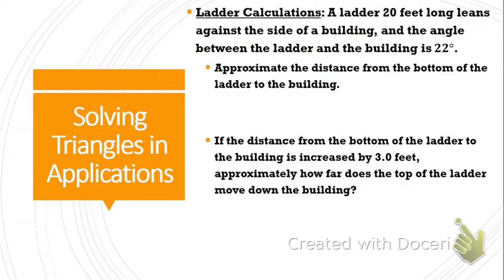What does my picture need to have in it? Needs to have a ladder. Tell me what that ladder looks like. Slanted, it's going to be the hypotenuse, and it's leaning up against what? Side of a building. So here's our building, and we've got our ladder leaning up against it.